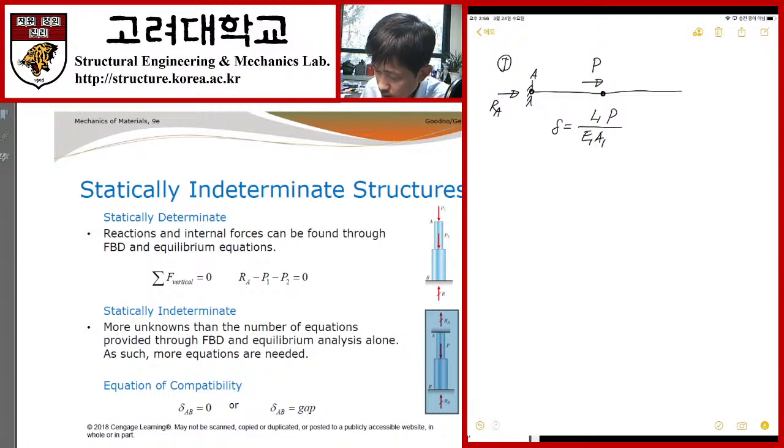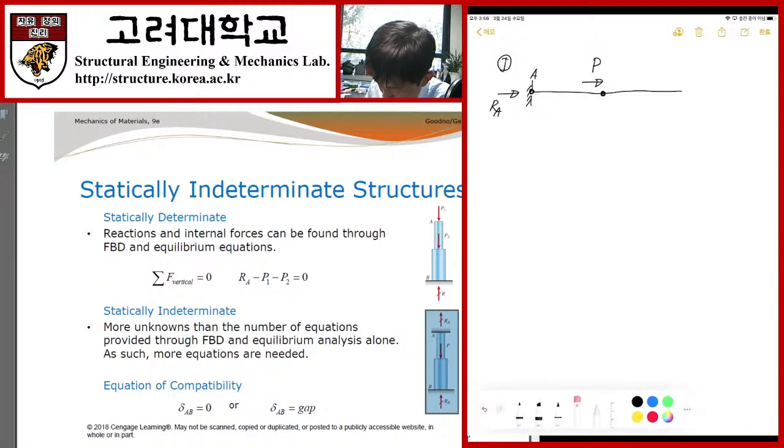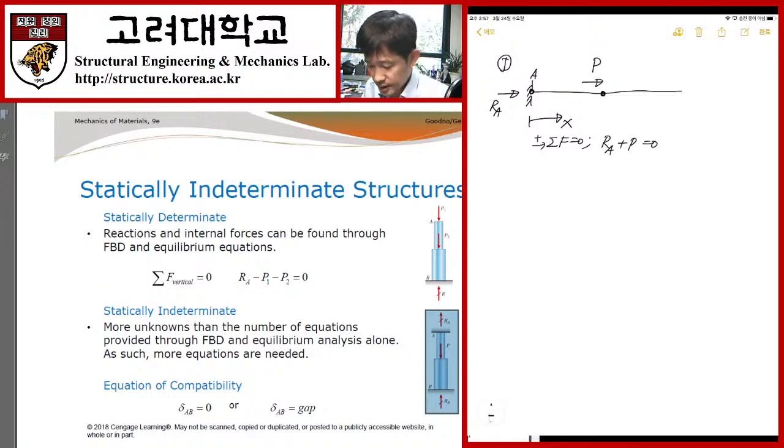This is my elongation. Or if you want to go one by one, yes, let's consider one by one. So instead of using this formula directly, first let's try to calculate the reaction. If you want to calculate the reaction, we have to introduce the coordinate system. The sum of all the forces in this direction should be equal to 0 if we want to use the force component only. So RA plus P is equal to 0. This is the force equilibrium condition. Then we can determine the reaction very easily. So RA is equal to minus P. Okay?